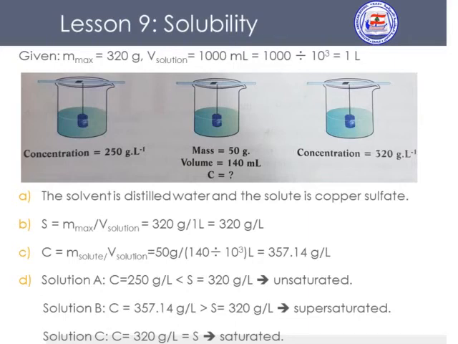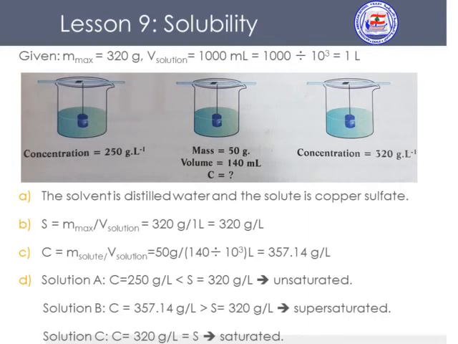In part C, we have to calculate the concentration of Beaker B, which is in the middle. So to calculate the concentration, we divide the mass of the solute by the volume of the solution. We have them as given, so we divide 50 by 0.14 because the volume should be in liters. We get 357.14 grams per liter.